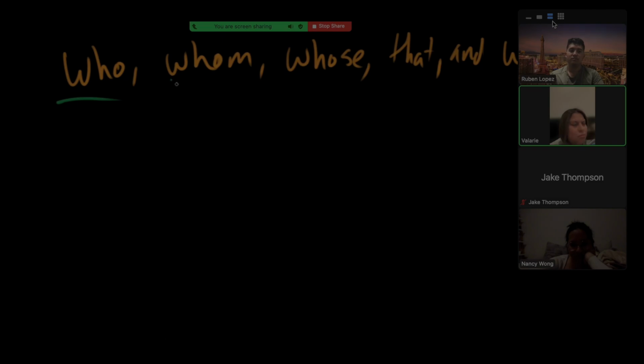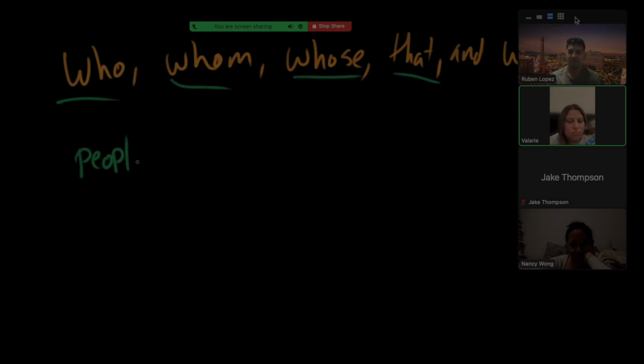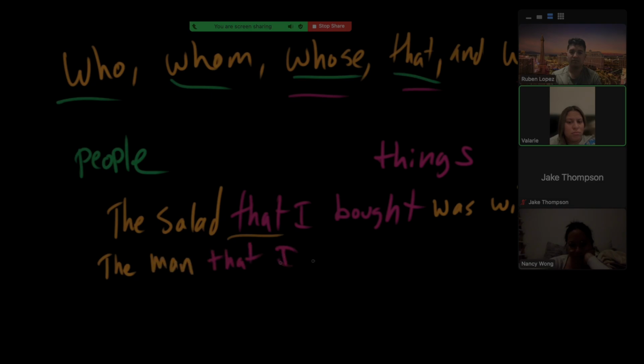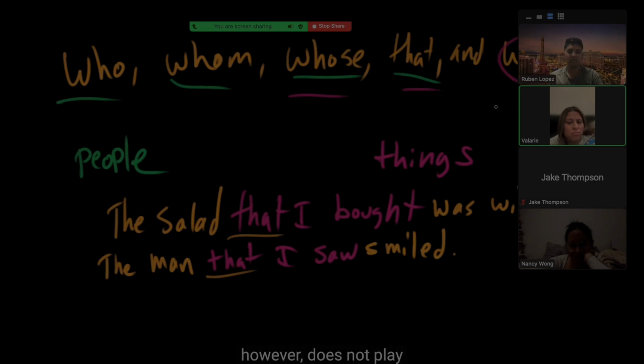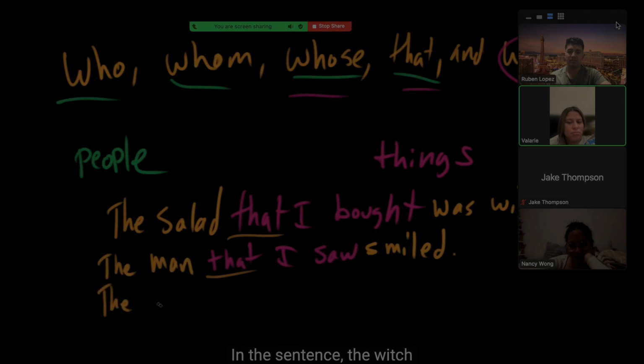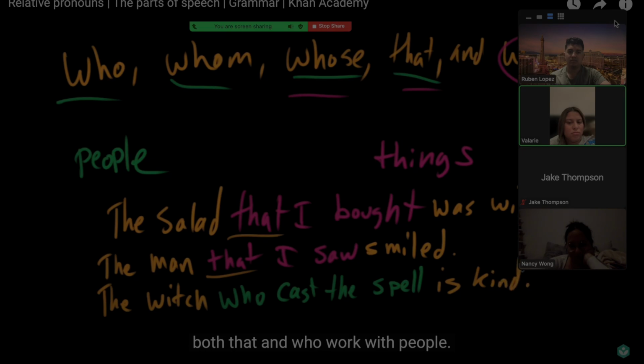So we can use who, whom, whose, and that to refer to people. You could say the salad that I bought was wilted, but at the same time I can also use that in this sentence. The man that I saw smiled. So I'm using that to refer to him. I could also use who, but the word which, however, does not play very nicely with people. In the sentence, the witch who cast the spell is kind, we could use either the witch who cast the spell or the witch that cast the spell, because I have both that and who.